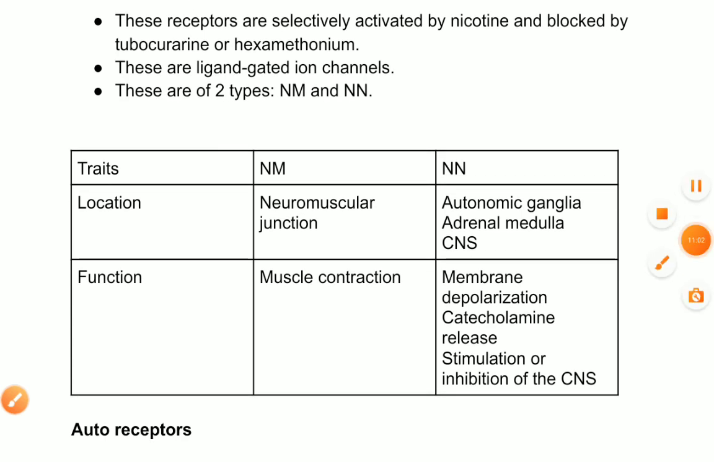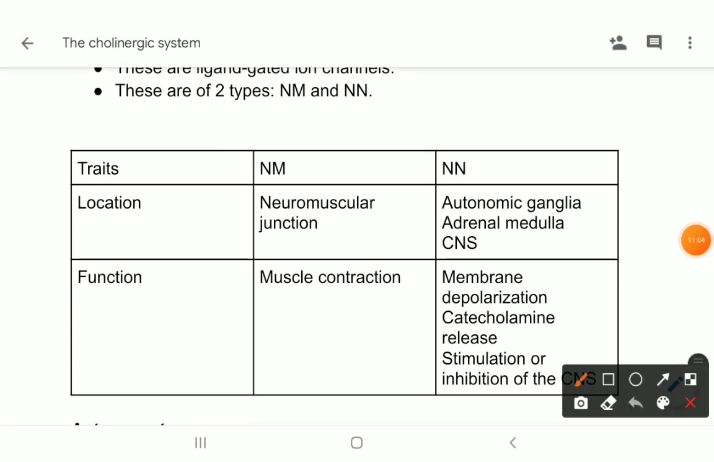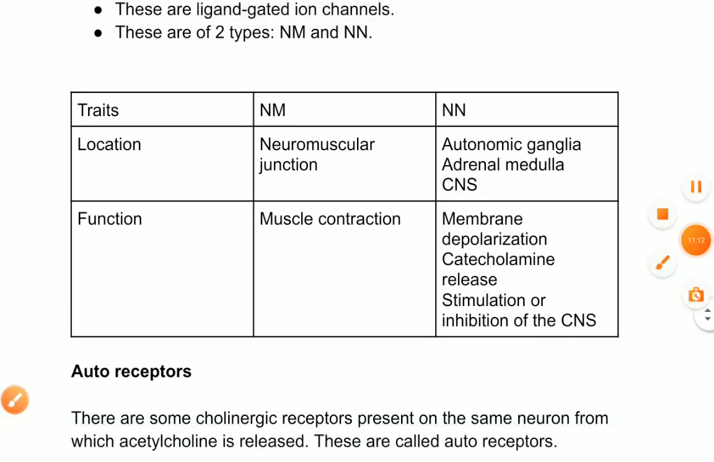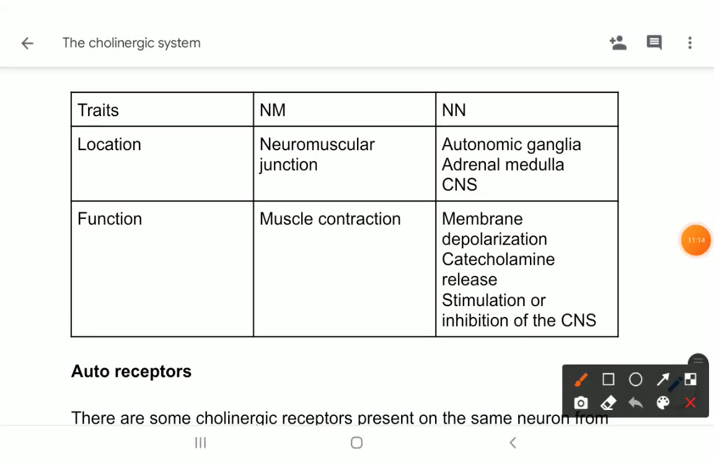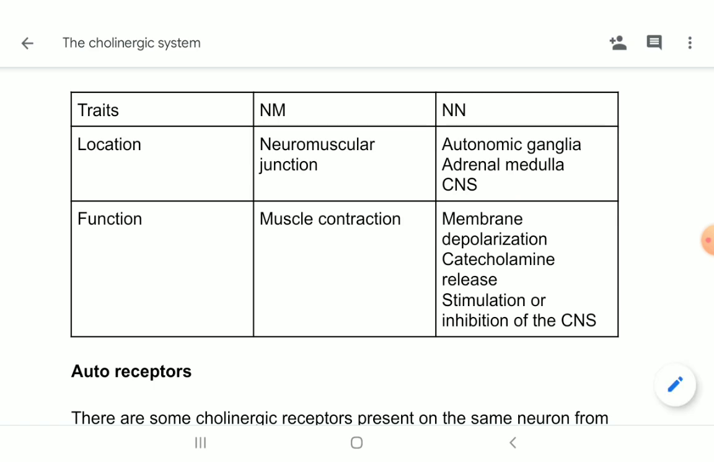Let's look at these receptors. The NM receptors are located at the neuromuscular junction and they cause muscle contraction. And the NN receptors are located at autonomic ganglia, adrenal medulla, and central nervous system. Their functions are membrane depolarization, catecholamine release, and stimulation or inhibition of the central nervous system.